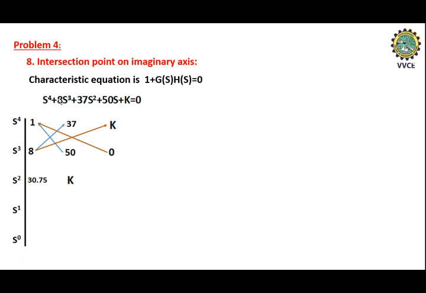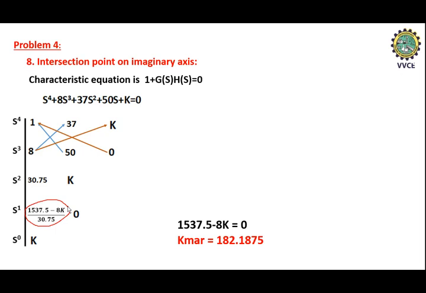Next, 30.75 times 50 minus 8k, divided by 30.75. You can't directly write the answer, so whatever term you get, the same thing needs to be written as it is. Next, 0. At last you will get k. Here, to find the marginal k value, you need to equate this whole term to 0. 1537.5 minus 8k equal to 0. So k margin will be equal to 182.1875. If you substitute the k margin as 182 in this equation, this will become 0.